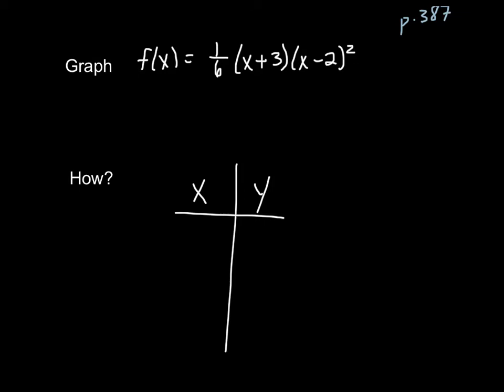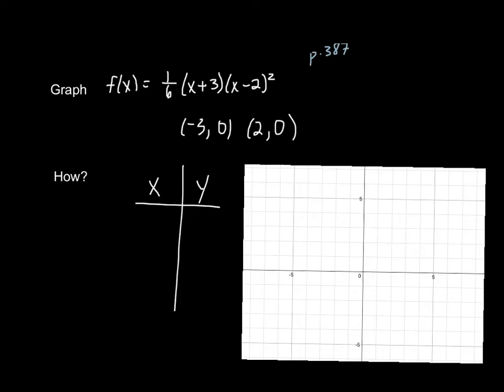So when first looking at this equation, we can recognize that we have x plus 3 and x minus 2 squared. These are both zeros of f, so we can plot -3, 0, and 2, 0. So I'll bring up a graph. So -3, 0, and 2, 0. Next, we'll use our table of x and y values. So we're going to plug in points between -2 and 3 on our x side.